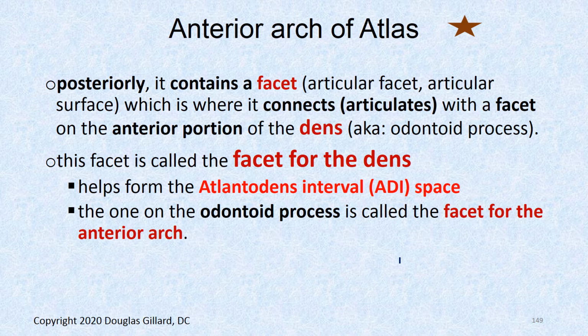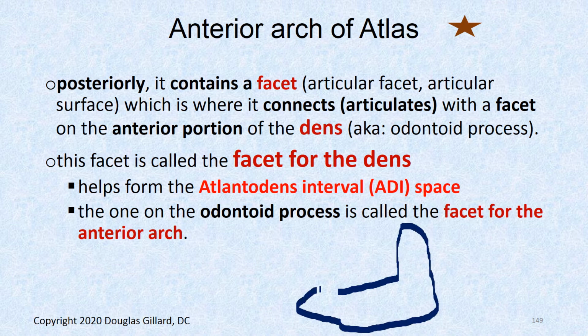Posteriorly, it contains a facet. There's a little articular pad of cartilage on the posterior portion of the anterior arch. Take a wild guess what that connects to. That connects to the dens, right? So here's kind of the dens like this. There's a spinous process back there, and here's the anterior tubercle of atlas. There is a facet here, a pad of articular cartilage right there, and another pad of articular cartilage on that anterior arch itself. This one would be called the facet for the dens, and this one the facet for the anterior arch of atlas.